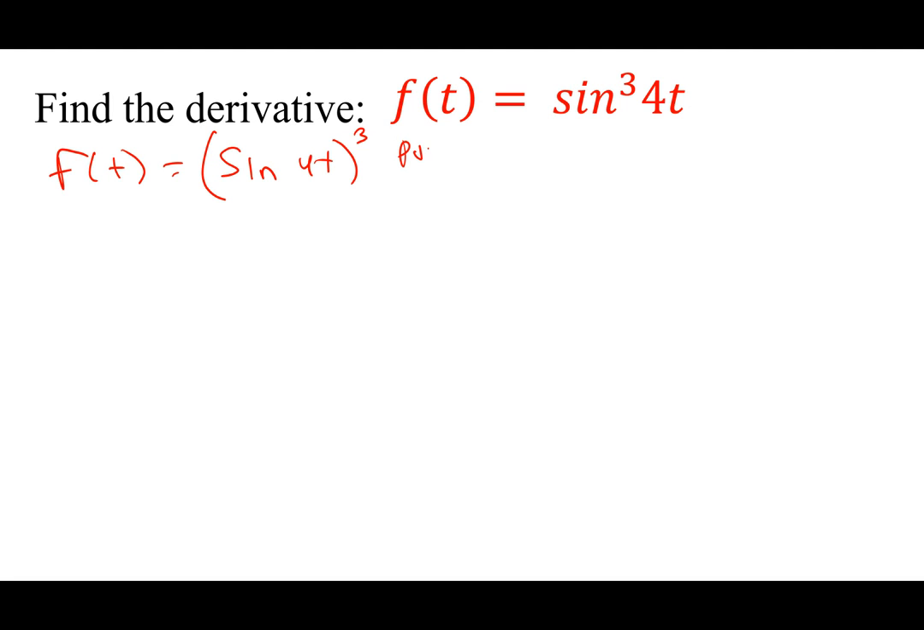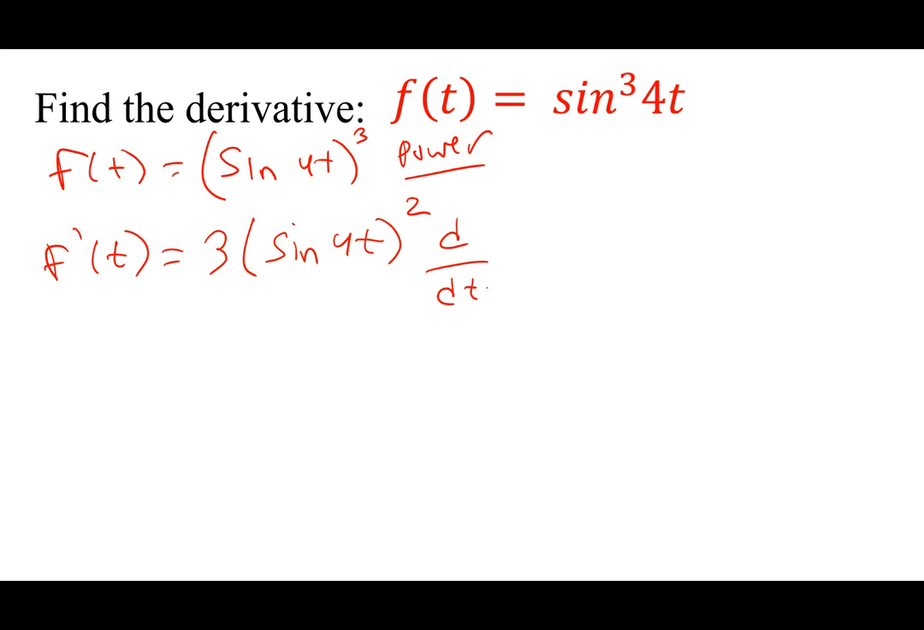That means that at its heart, this is a power rule problem, which means that's the first thing that I'm going to take the derivative of. Notice that because we're back to f of t, we have to go back to our f prime notation. So I'm going to bring down the 3. I'm going to take the entire quantity to the 1 less power, and then I'm going to have to take the derivative in terms of t of the first inside, which in this case is the sine of 4t. So 3 sine of 4t, the whole thing squared.